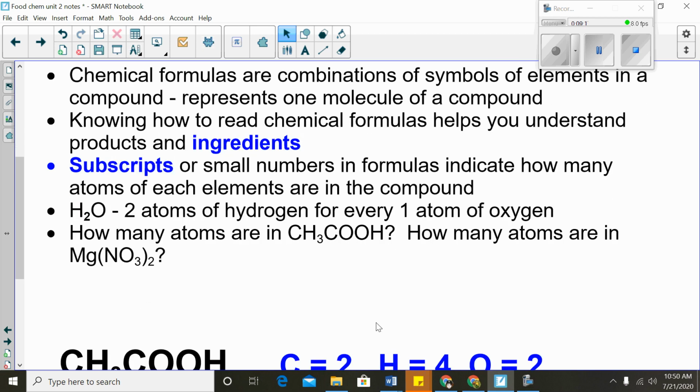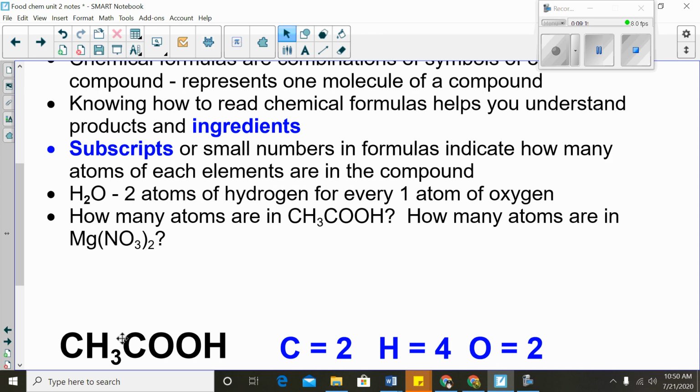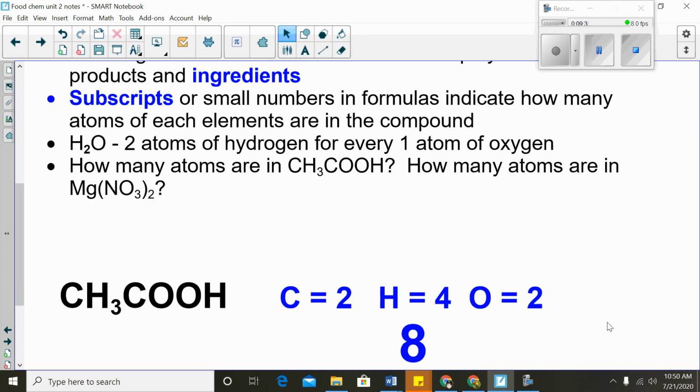How many atoms are in CH3COOH? Well, what you do is you just count up your atoms. Carbon is the letter C, and I have 2 of them. H is hydrogen, and there's a total of 4, right? 3 here and 1 here. And then oxygen, I have a total of 2. So 2 plus 4 plus 2 makes 8 total atoms.